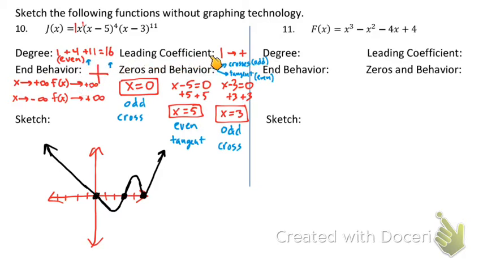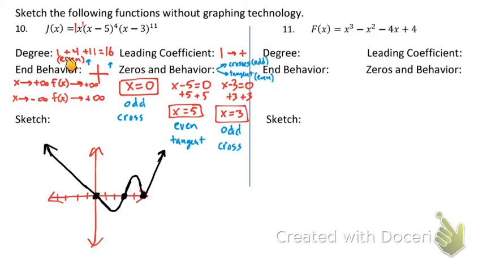Remember, leading coefficient, positive means right side goes up. Negative means right side goes down. Okay? You have to memorize that. The degree determines the left side. If it's even, it does the same as the right side. If it's an odd degree, it does the opposite of the right side.